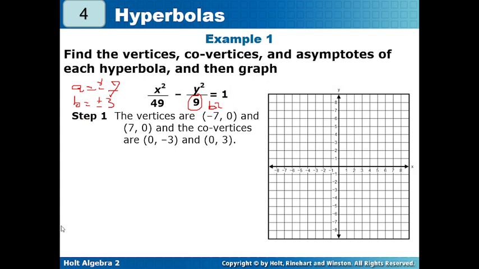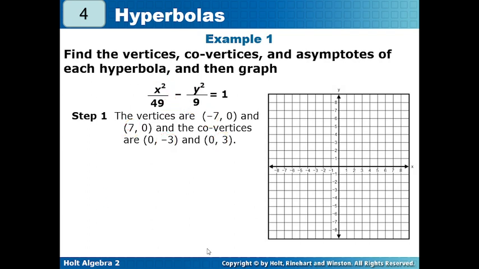Okay, so this is the question: where are we going to add and subtract the values of your a's and b's? Of course, a will be added at the x-intercept, so positive and negative 7 is added at the x-intercept, while the value of your b, which is 3, is added and subtracted to your y-intercept. Okay, all right, so we are done with vertices and co-vertices.